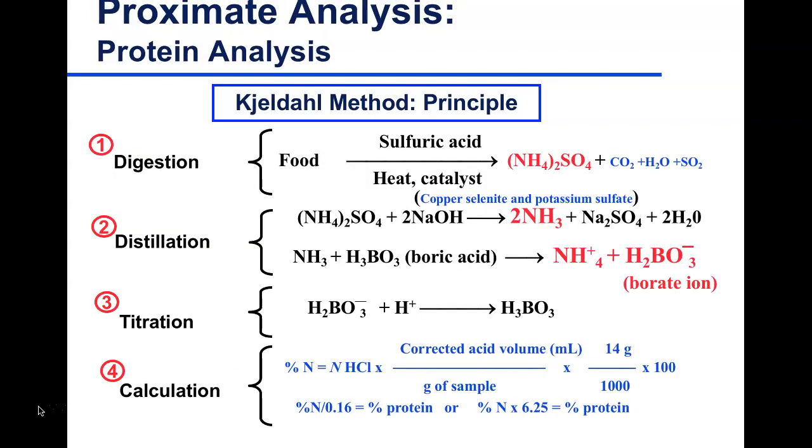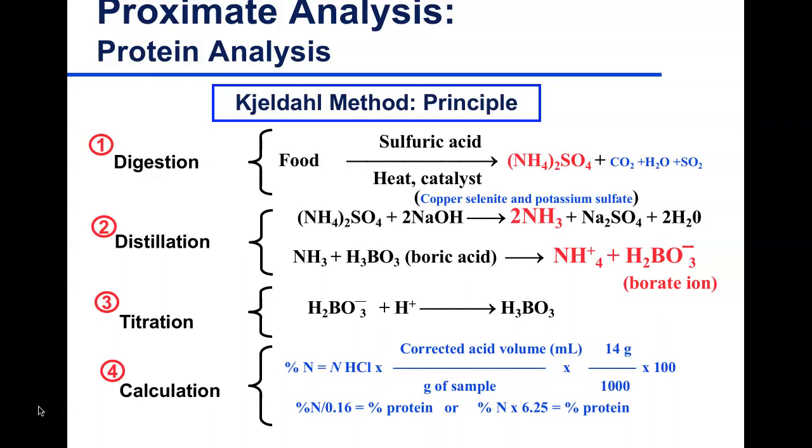So there's a lot on this slide. I'll walk you through it, a little bit about what actually happens when we're doing Kjeldahl. And after this, there are some pictures to show you. And then finally, I will walk through the calculation for you. So don't worry about that too much at first.